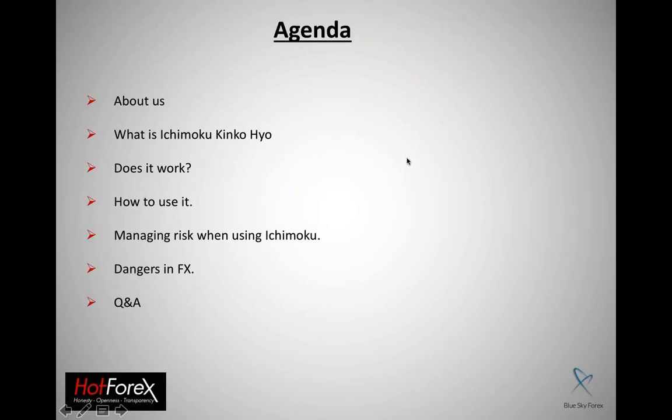So the agenda is to tell you quickly about us, but the focus of the webinar is what is Ichimoku Kinko Hyo, which is a pretty engineered, highly engineered Japanese indicator, relatively popular as well. We will answer the question, does it actually work? Which is very important. And if it works, how you use it and how you manage risk when you're using it. And then we'll end the webinar on discussing some dangers and effects. And then also we'll have a Q&A at the end.